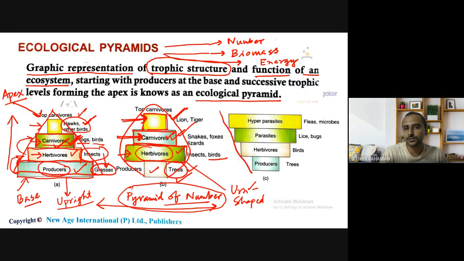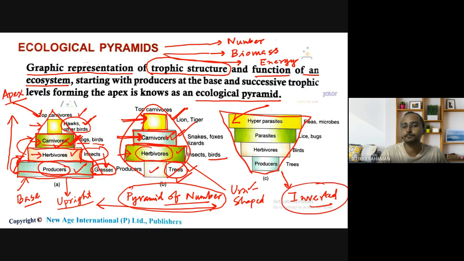This is known as inverted pyramid. Inverted means ulto. This type of pyramid of number can be seen in case of parasites, in case of parasitic food chain.